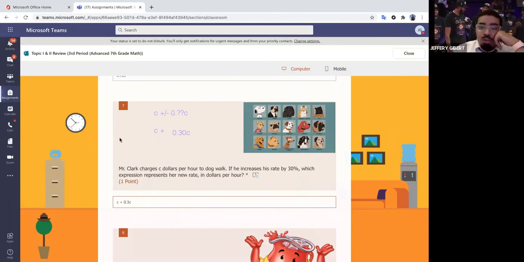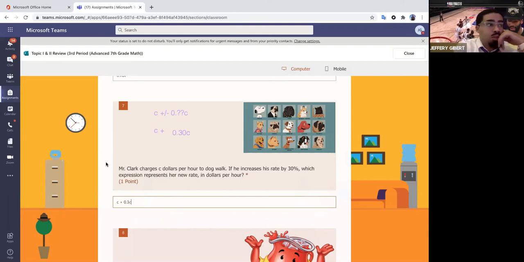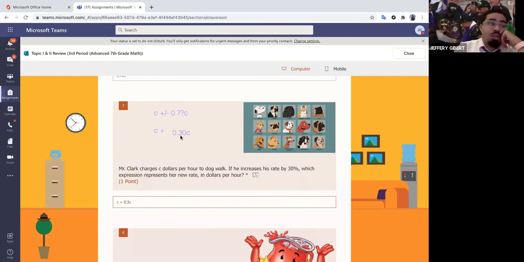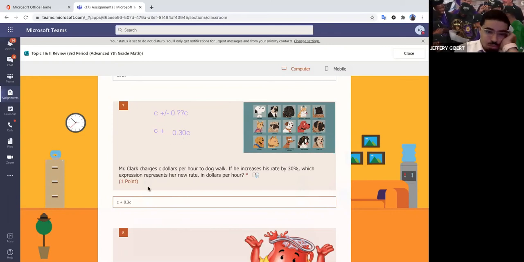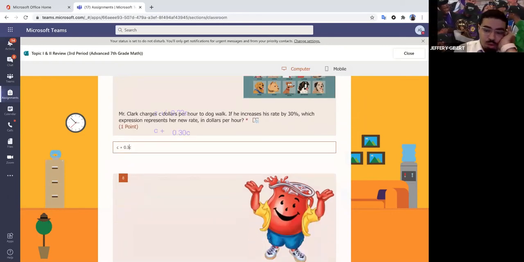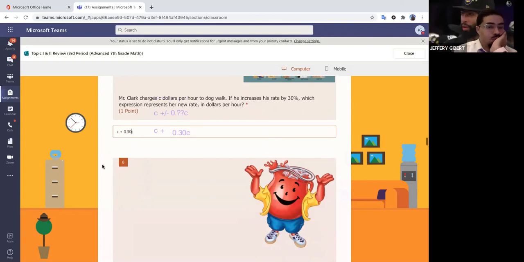Does anybody have any questions about this? Yeah. How did you get 0.3 if it's... Oh, never mind. I got it. Yeah, because 0.3 and 0.30 are the same thing. But fine, we can put 0.30. It's the same thing.